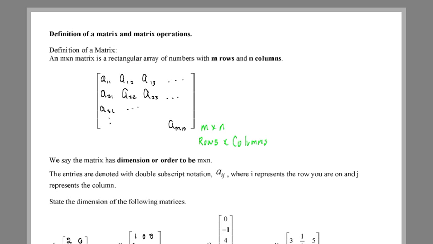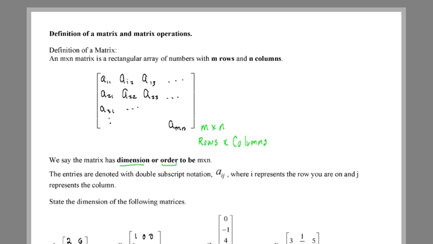So m by n gives us the size of our matrix, sometimes referred to as the dimension or the order. So the word dimension or the word size or the word order could be used to represent how big your matrix is. Rows first, columns second.